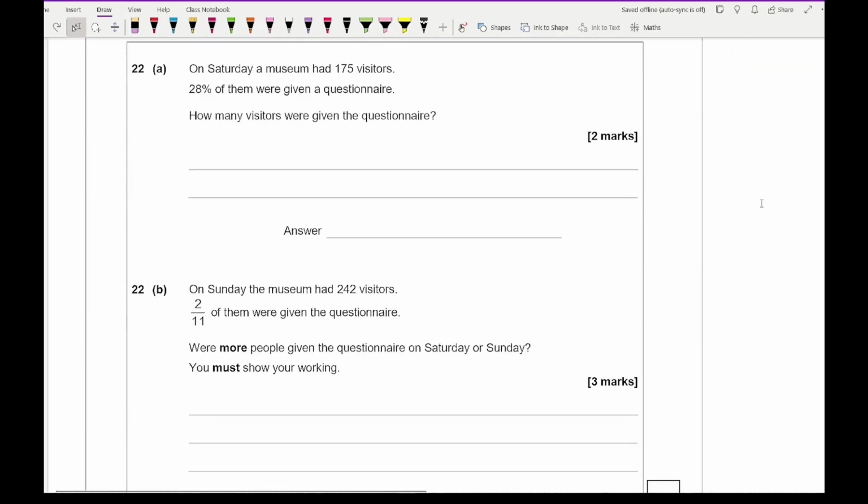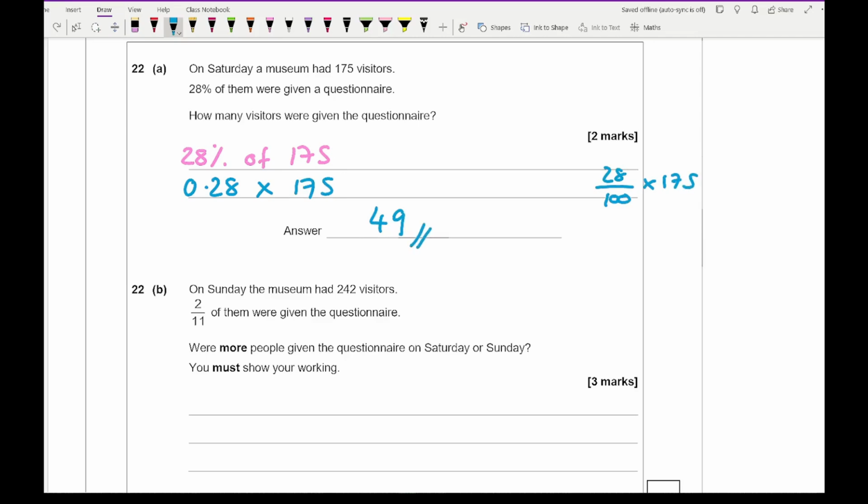Then moving on to question 22a, it says, on a Saturday, a museum has 175 visitors. 28% of them are given a questionnaire. How many visitors are given the questionnaire? So for this, we need to work out 28% of 175. Now, I would probably assume this is going to be on a calculator paper. So if I convert 28% into a decimal, so it's 0.28, multiply that by 175, I get an answer of 49. Alternately, you could have done 28 over 100 multiplied by 175 and you would still get the same answer.